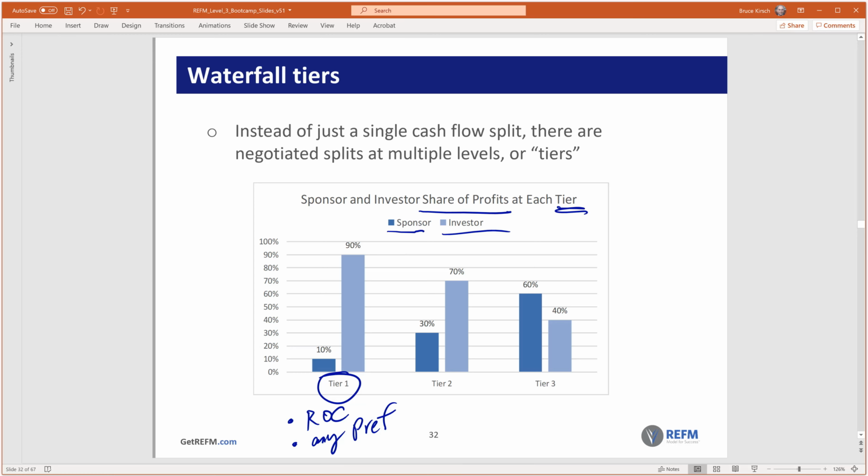Tier 2 would be profits above what is paid out in Tier 1, and now you see there's a shift in the share of the cash flow that the sponsor receives at Tier 2. And naturally there's only 100% of cash flow that is available for distribution at each tier. So if the sponsor goes up by 20%, the investor goes down on a corresponding basis.